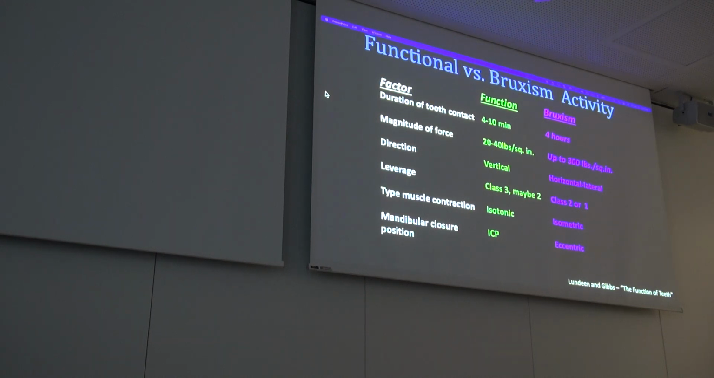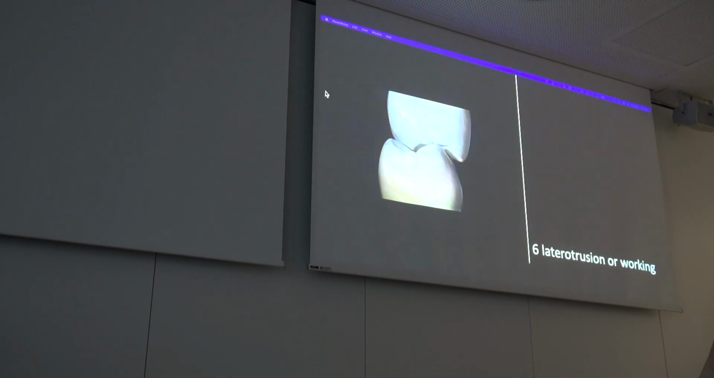Isometric is where I stand at a wall and push forever with my arm against the wall and don't move anywhere. Obviously it creates more cramping in my arm. ICP and eccentric movements, often in bruxism, is where the closure occurs.